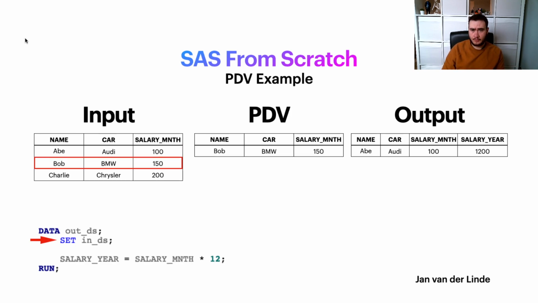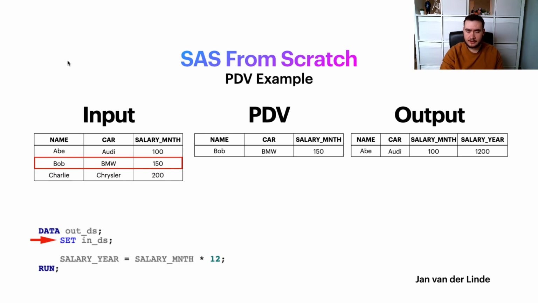So we are done with Abe. You can see Abe is in the output. SAS starts from the top again. It reads the next record, which in this case is Bob. So Bob is now in the PDV, as you can see here. Bob's car, the BMW, is in there, and Bob's monthly salary is in there.